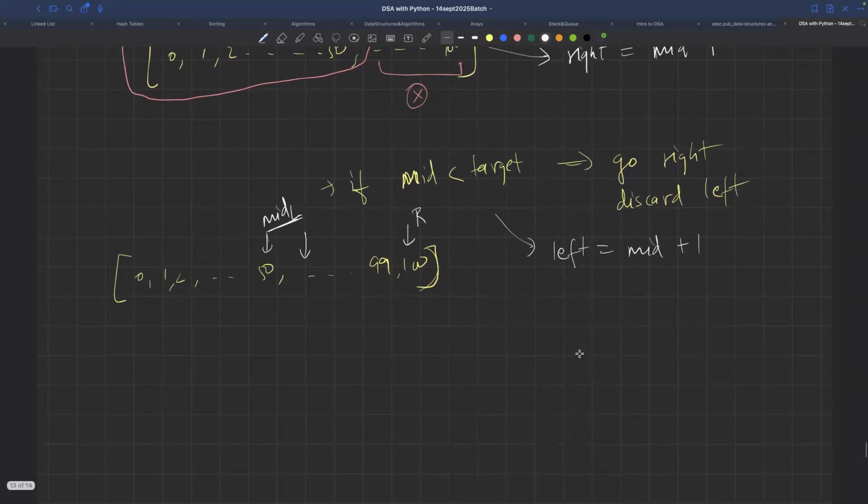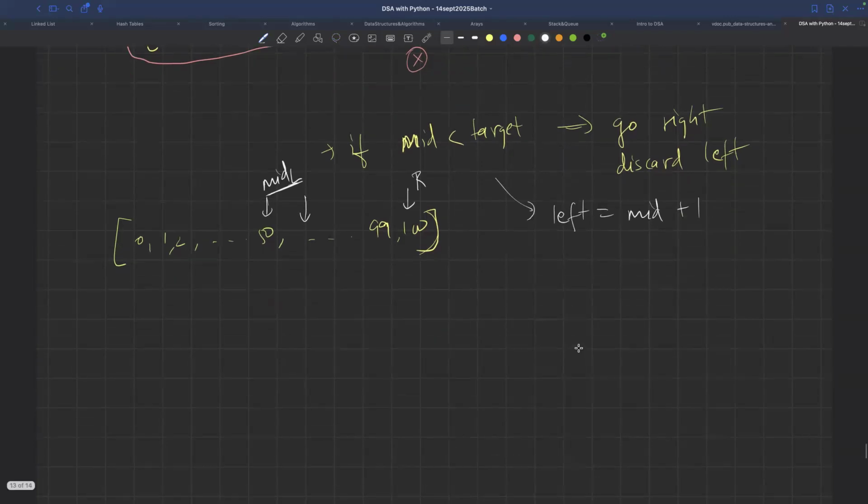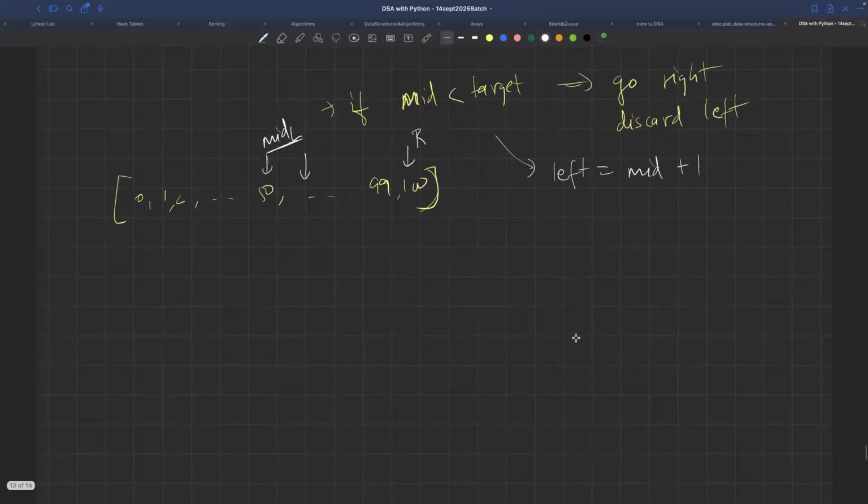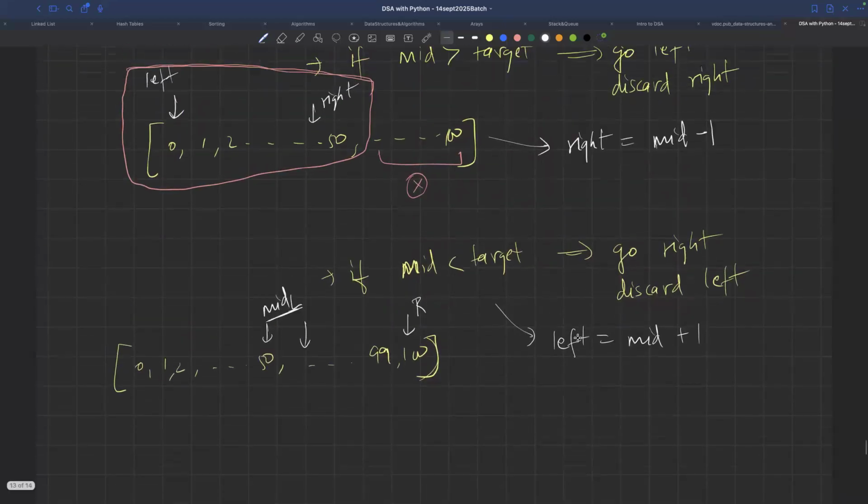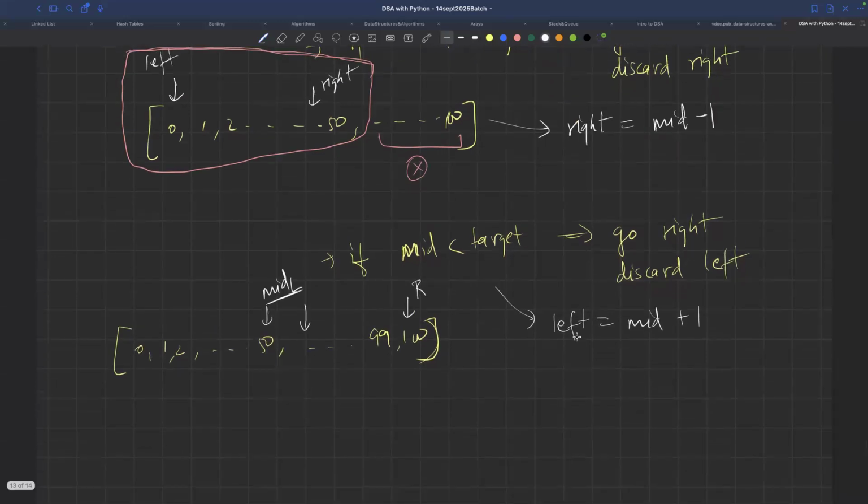When we have to stop this condition, left is equal to mid plus 1, look in the right half. Right is equal to mid minus 1, look in the left half. Tyler, what you are writing is correct. So the majority of the logic you have understood.